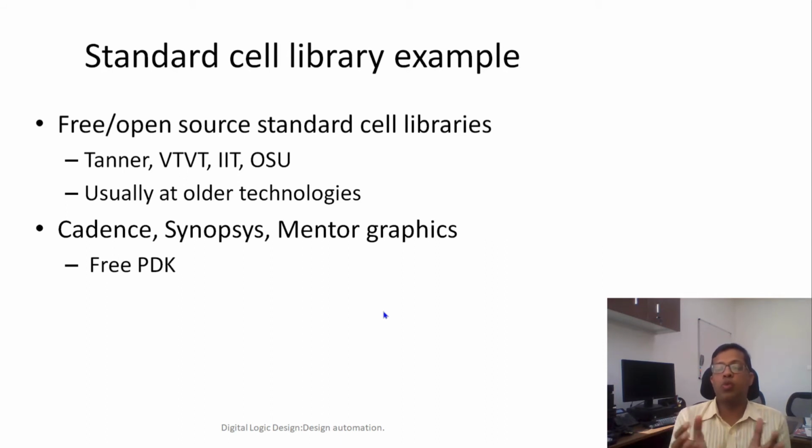A lower technology node means more transistors could fit in. The latest technology node, let's say 22 nanometer or 14 nanometer, would have lesser delay. It would also consume lesser power. And it would also be able to integrate more transistors per square millimeter, that is, per unit area.